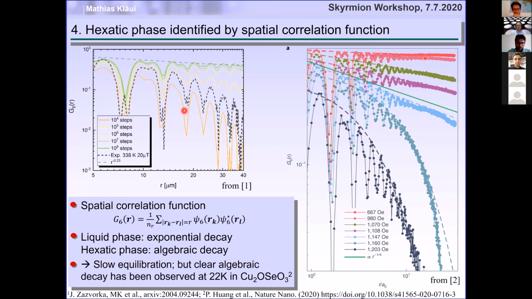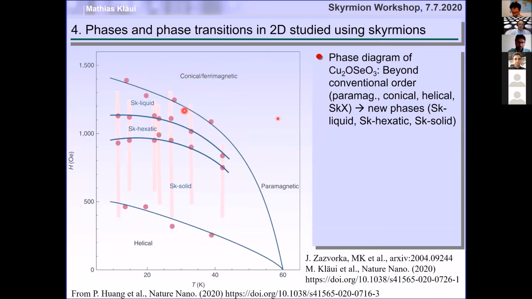And what they could also do, they could then extend the phase diagram of this copper oxide selenide, in addition to the typical conical, ferromagnetic, paramagnetic, and helical phases. You actually get not only the skyrmion lattice as a solid, but you get the skyrmion lattice as a hexatic phase and the skyrmion lattice as a liquid phase. And if you're interested, have a look at these 3 papers, our work, their work. They were a bit quicker, and there's some really nice data. And here's also a News and Views from our side.